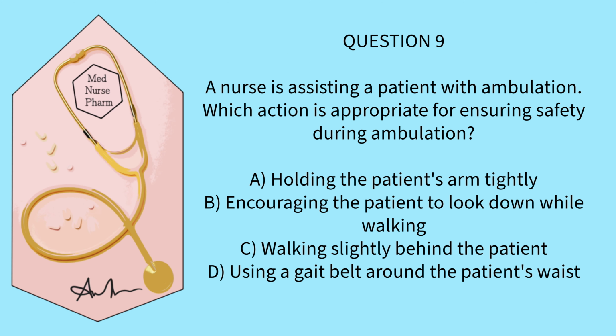Question 9. A nurse is assisting a patient with ambulation. Which action is appropriate for ensuring safety during ambulation? Holding the patient's arm tightly, encouraging the patient to look down while walking, walking slightly behind the patient, using a gait belt around the patient's waist. Pause the video and select your answer.